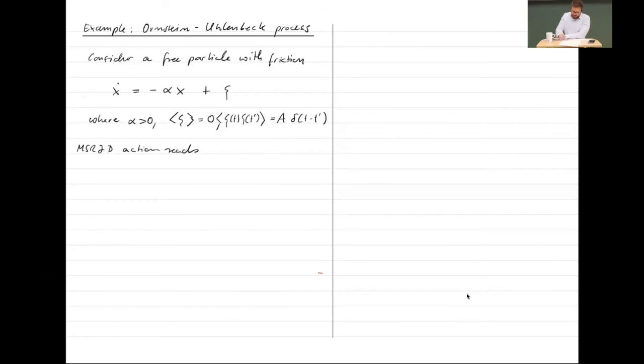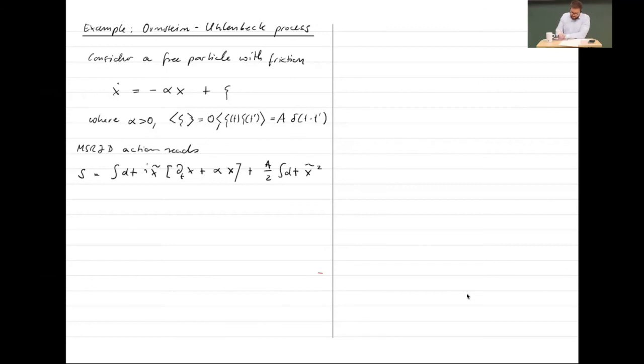So what is the action now? I don't write the full integral, just write the action. So the action is ∫dt x̃ (i∂_t x + αx), now that makes sure that we fulfill the Langevin equation, plus A/2 ∫dt x̃, now that should be squared.